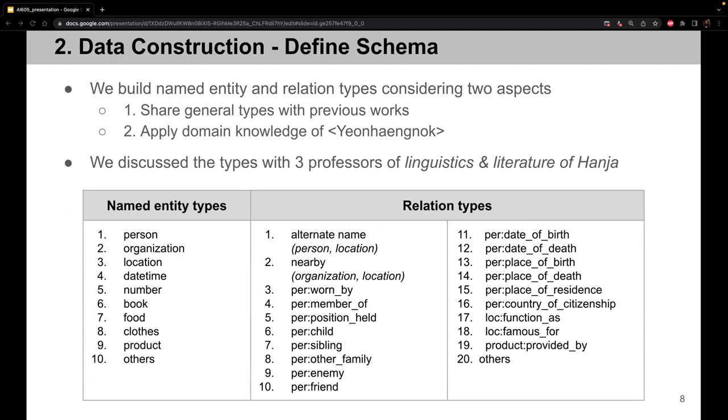First, we have to share the general entity and relation types of previous data sets. Second, the types should maintain domain knowledge. After discussion with three professors in the domain, we finally set 10 named entity types and 20 relation types.